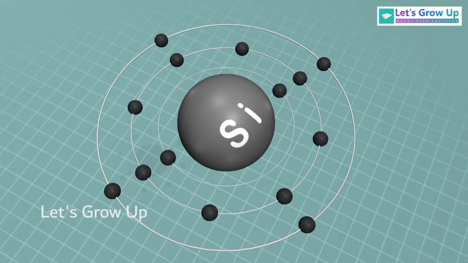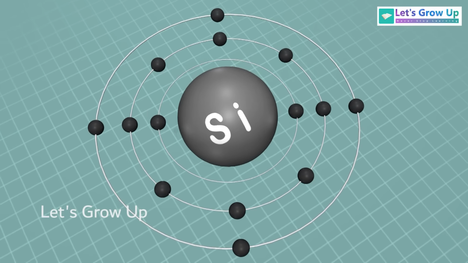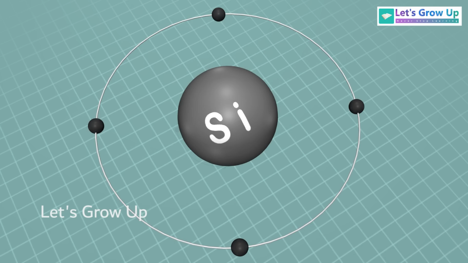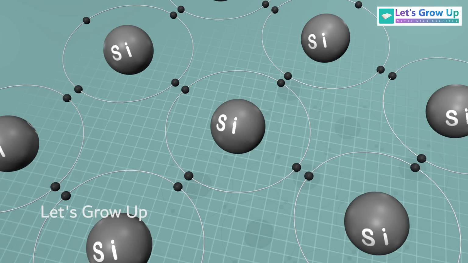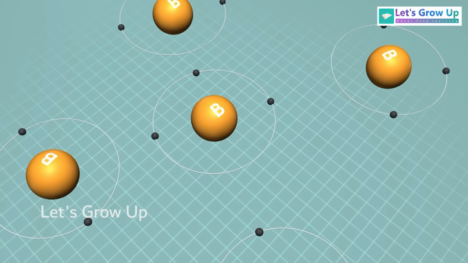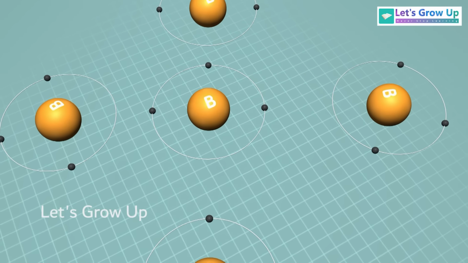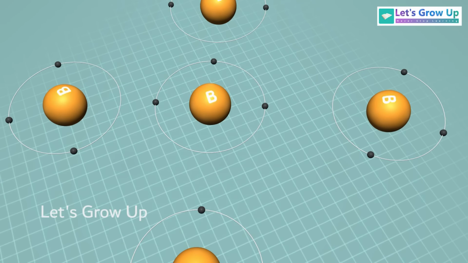In silicon, there are 4 valence electrons located in the outermost shell. These valence electrons are involved in covalent bonding with neighboring silicon atoms, forming a crystal lattice structure. Each silicon atom contributes 1 electron to each of the 4 covalent bonds it forms with adjacent silicon atoms. Here, there is no free electron. These are boron atoms, each having 3 valence electrons in the outermost shell.